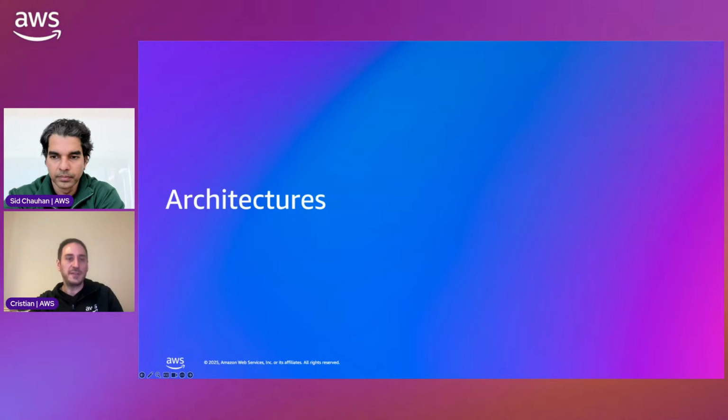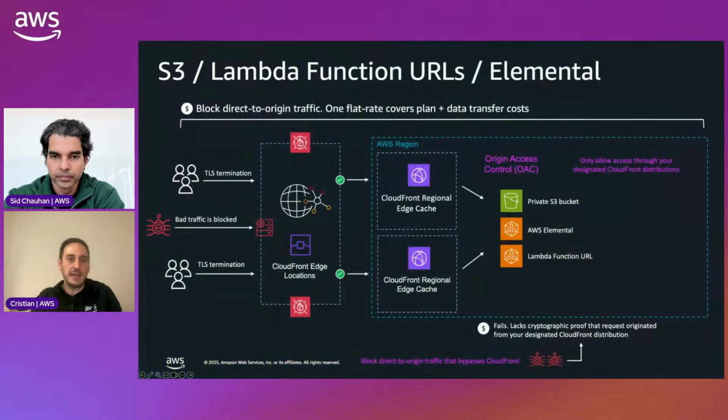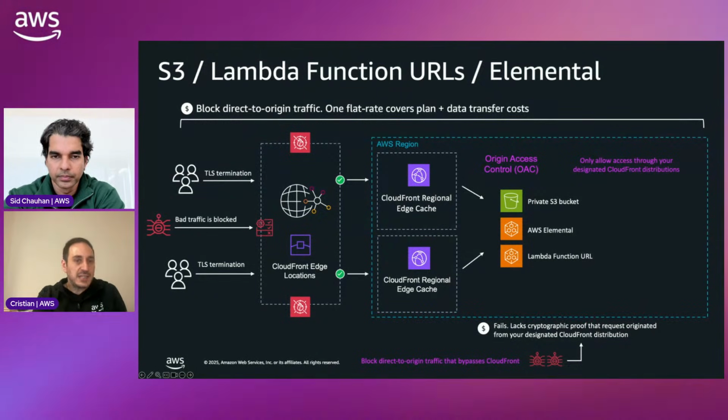Okay, so we'll briefly look at just what these architectures might look like and how you would set these up. So for S3, Lambda function URLs are elemental.